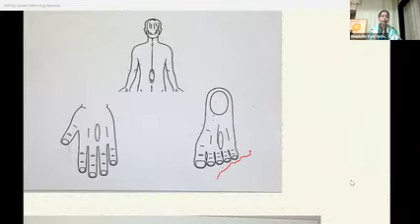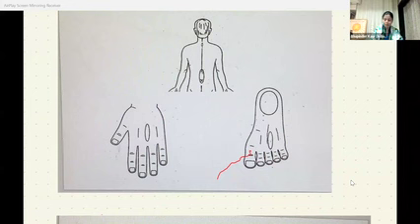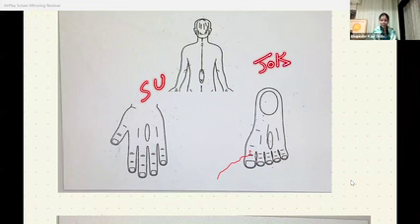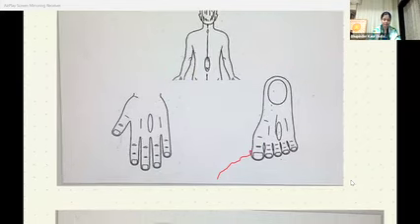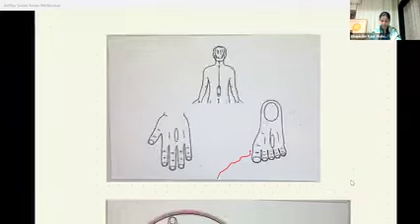Actually, in all chronic cases, if the patient has very chronic lumbar pain, then definitely we should add foot treatment. As you know, Su means hand and Jok means foot. So if you do treatment on the hand, it means you're doing Su treatment. And if you're doing it on the foot, it means you're doing Jok treatment. But if you're doing both, then it becomes Sujok. Yes. Now, this is the place where we will treat for lumbar.